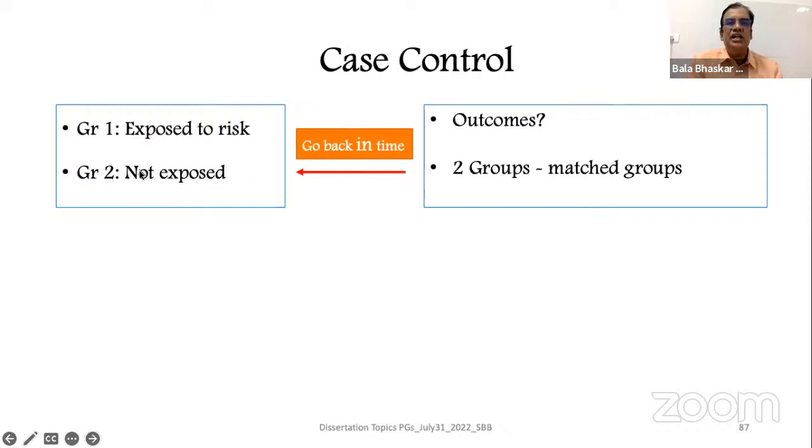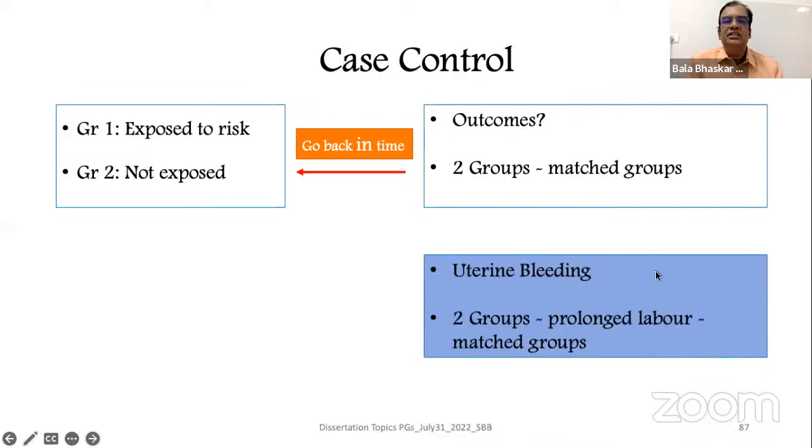They are not exposed and they may still get the outcomes. So this is something called a case control study. Just to make you understand, it's not too exhaustive. For example, outcome could be uterine bleeding. So you find that in the post-operative period, post-cesarean section patient, there is uterine bleeding.